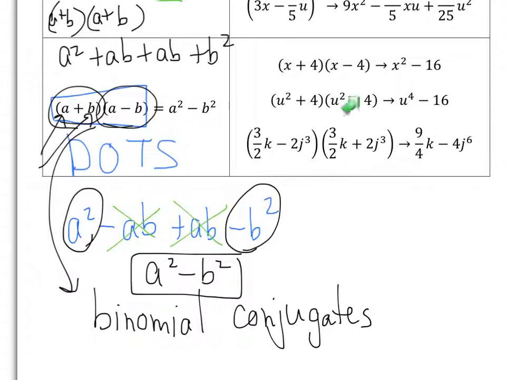It's more useful for something like this last one, right? You don't want to have to multiply those middle terms or get those middle terms and add them because you have fractions. So 3 halves k times 3 halves k.